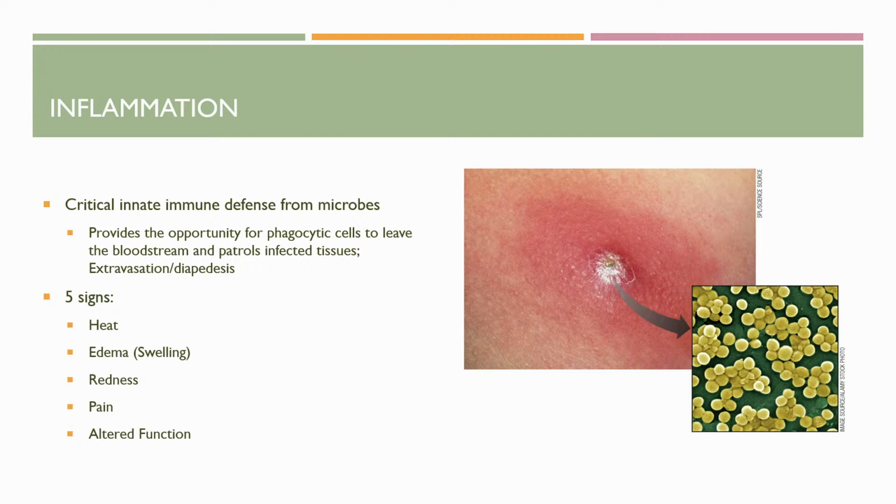The 5 signs of inflammation that you can see outside of the body are: if you touch it, it might be a little bit hot to the touch. Edema, which means swelling. You'll see redness, it might be painful, and there's altered function. A change in structure indicates a change in the function.